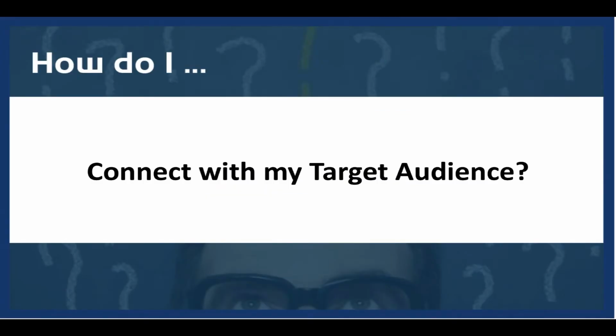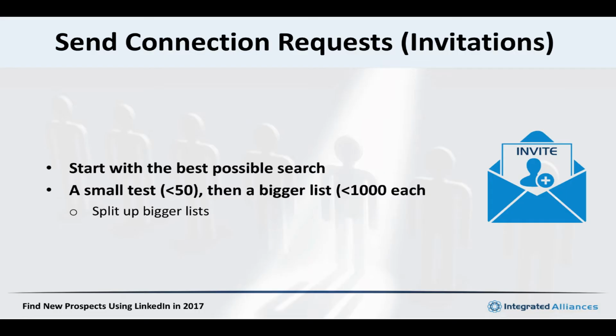Well, we found them. How do we connect with them? What do we do to take that big step in the process? Well, we start with the best search, and we just did that, right? Did you see how we laid things out? We'll do a small test. Of those 360 people, we might uncheck a box or two to try maybe 50 or under 100 at least. And then we go to the bigger list that might be 1,000 plus, but under 1,000 still. You need to be under 1,000 because that's all people can see. Split the bigger stuff up into smaller pieces.